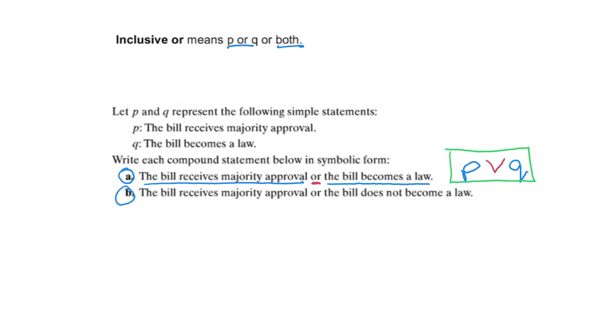All right, so let's take a look at part B. Part B says, the bill receives majority approval. Once again, that is my P. I have the word or, which is my disjunction. And then I have the bill does not become a law. That word not should speak volumes to you because we need to take the negation. So this would be not Q. So this compound statement becomes P or not Q.